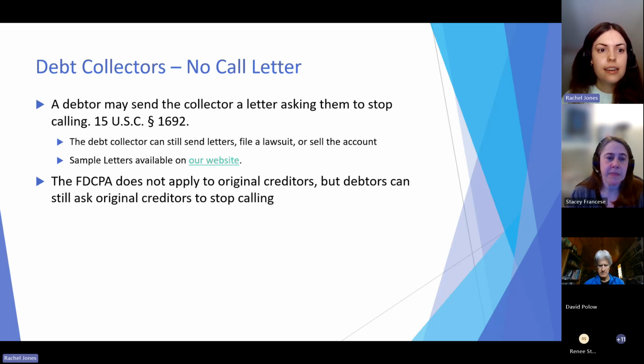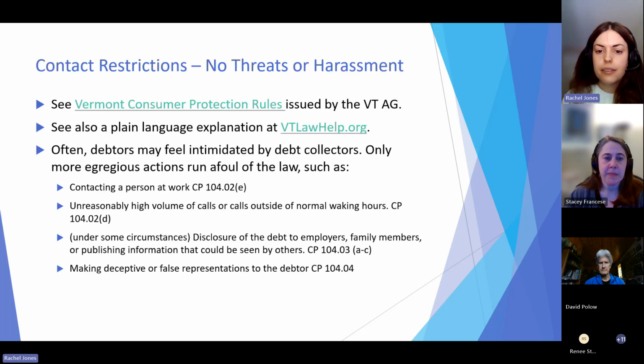They can send a letter asking the collector or creditor to stop. In this case, under the Fair Debt Collection Practices Act, a debtor can ask a debt collector to stop calling, and the debt collector is supposed to stop calling once they receive that letter. The Fair Debt Collection Practices Act does not apply to original creditors, but again, debtors can still send letters asking the original creditor to stop calling and request that.